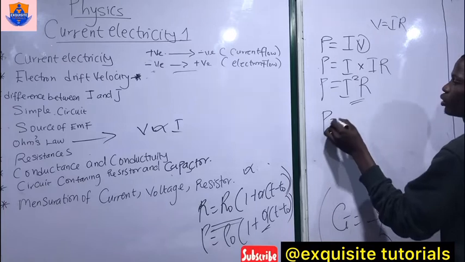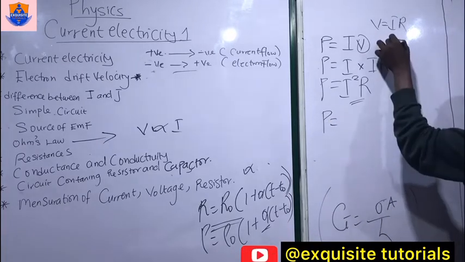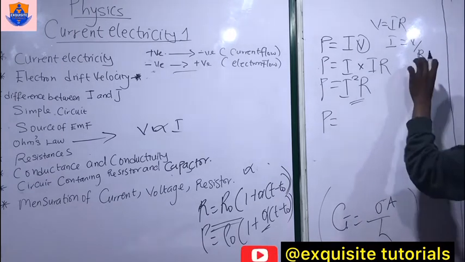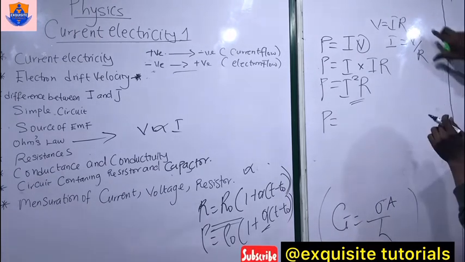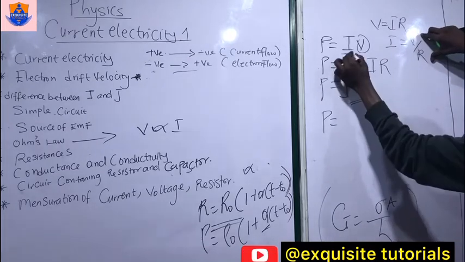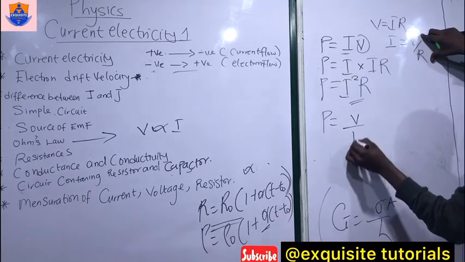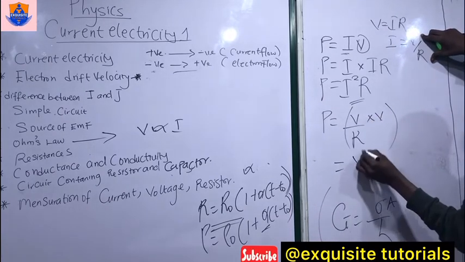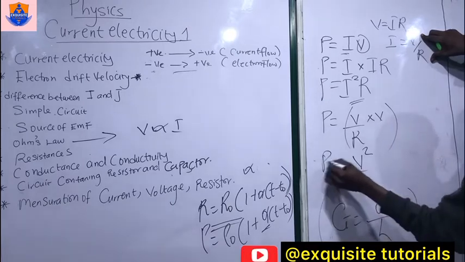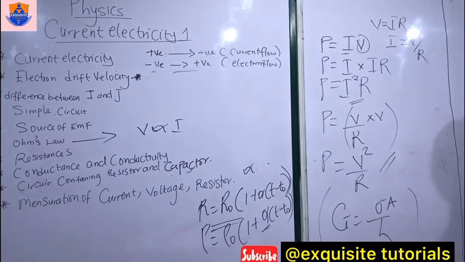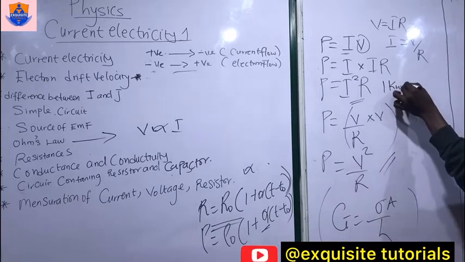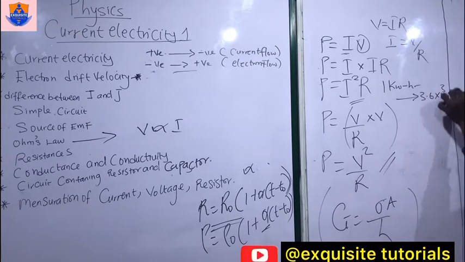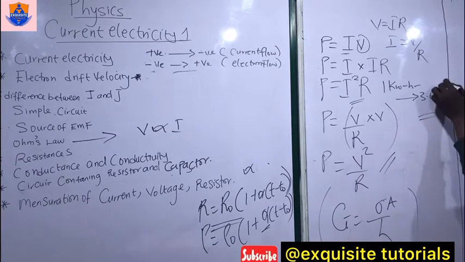And P can also be equal to, since I can change I to be equal to V over R, then anywhere I see I, I will place V over R, times V. So we'll be having V squared over R. So these are the several formulas for calculating power. And take note, 1 kilowatt hour is equal to 3.6 times 10 raised to power 6 joules.